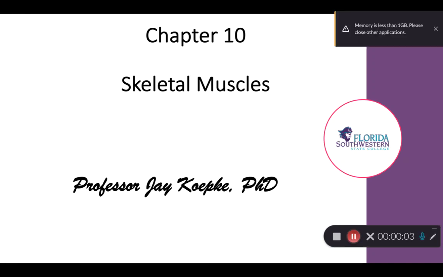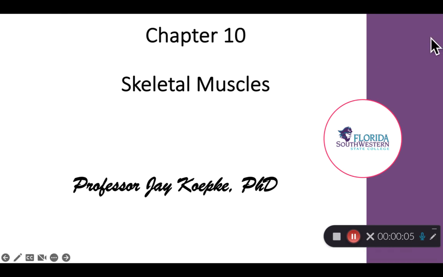Chapter 10 is when we learn the major skeletal muscles of the muscular system. We're not going to learn them all. There's anywhere between 600 or 700 muscles in a typical human body. That number varies because there's slight differences in humans.